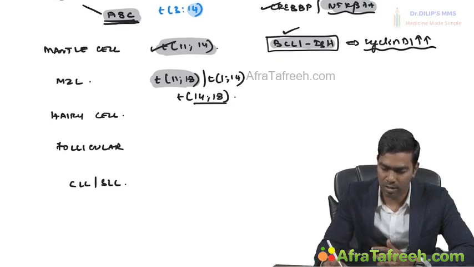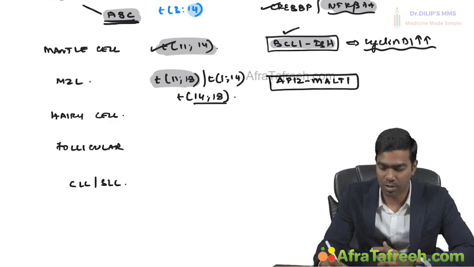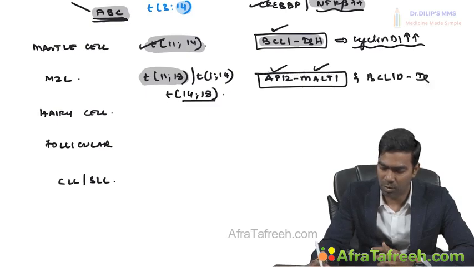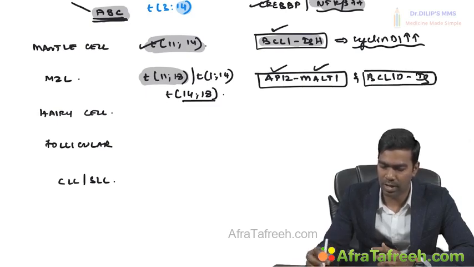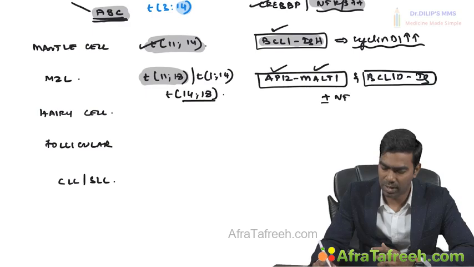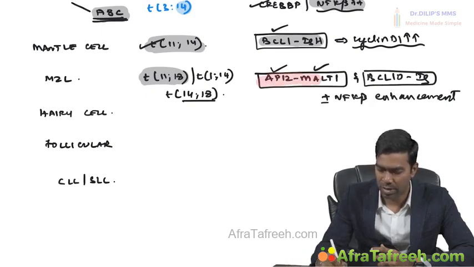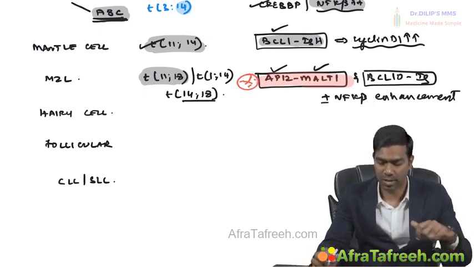So what are the genes that are typically mutated? You have something called the API2-MALT1 translocation. This is a very important one. Through the t(11;18) translocation, you have API2 and MALT1 translocations, and typically you have BCL10 and immunoglobulin enhancer translocation, plus at the same time you might have this nuclear factor kappa B enhancement. But this is not important for MALT, though in the exam they might ask about this API2-MALT1 translocation, which is again very, very important for developing this cancer.